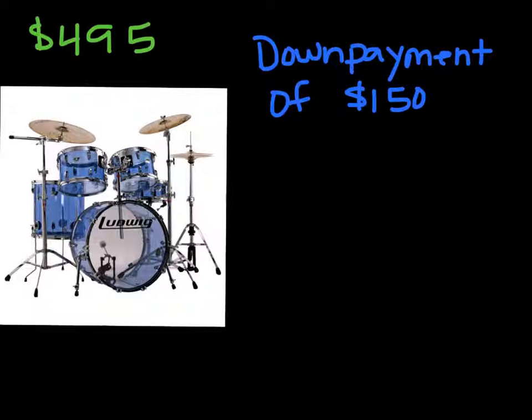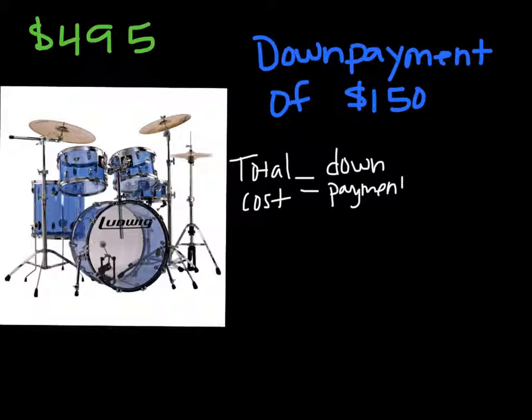As always, let's start with what we know. We're going to have 3 equal monthly payments. We made a down payment of $150, and the total cost of the drum set was $495. So let's think through this and write a verbal model. Whatever calculation we make needs to equal the total cost of the drum set. So what do we have that equals the total cost? We have the down payment amount, plus the number of months, which is 3 months, right? Times the monthly payment, which we'll write here as MP, just to make it easier.